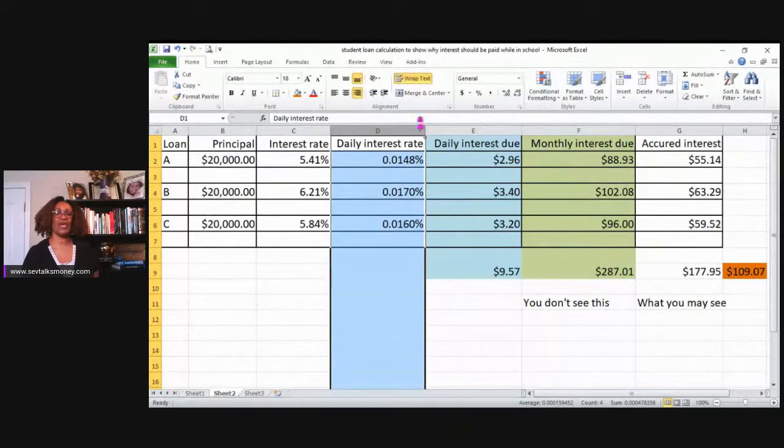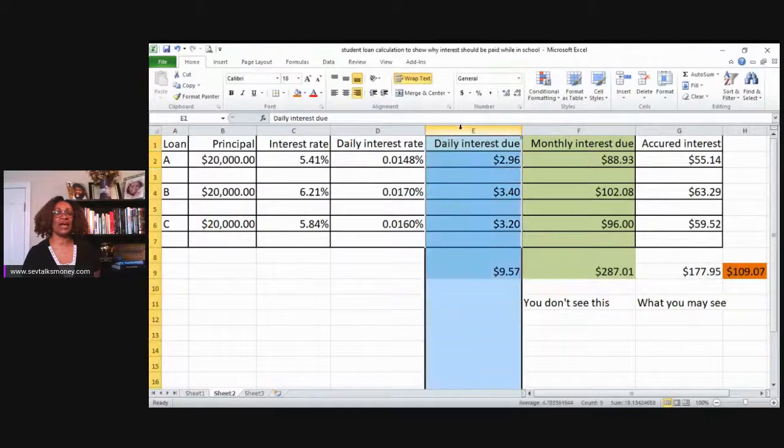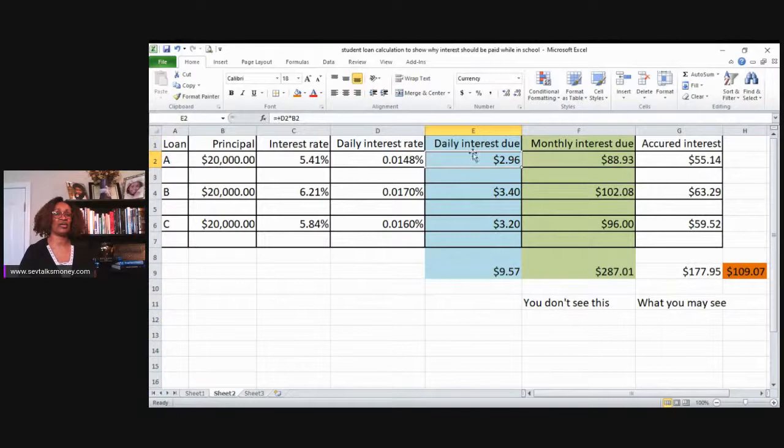Once you get that daily interest rate, then you want to multiply that daily interest rate by the principal, and this tells you how much interest is calculated on your student loan on a daily basis. So you can see for this $20,000 loan, this first one here, loan A, group A, is $2.96. That's calculated daily. In group B, $3.40, and in group C, $3.20. That's calculated daily. So your daily interest on all three is $9.57. And of course, when you multiply that by 30, your total interest is $287.